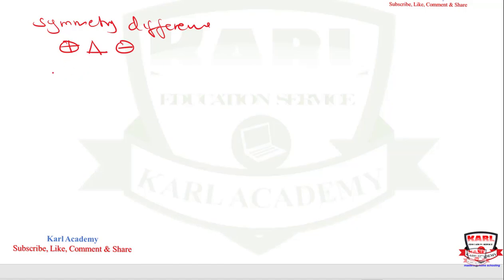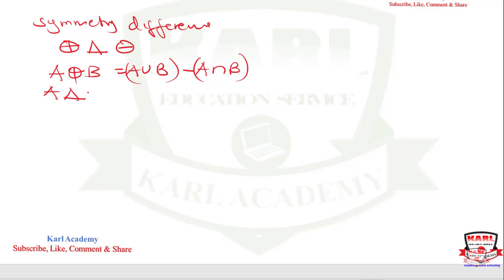So now we say that the symmetric difference of these two sets is A union B minus A intersection B. We're just confirming that these are formulas for calculating the symmetric difference. Another one is that A symmetric difference B is the same as A minus B union B minus A. Those are just the formulas.